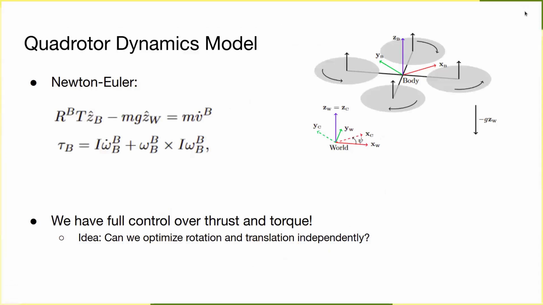The quadrotor has 4 propellers, each of which generates a thrust along the body's z-axis. These thrusts, as well as effects such as rotor drag, generate a torque about the center of mass of the vehicle. Using the Newton-Euler equations, we can derive dynamics for the quadrotor in terms of the total propeller thrust and the net torque about the center of mass. Notably, we have full and independent control of the overall thrust and the torque. The goal of this project is to explore what we can accomplish by exploiting this independence.